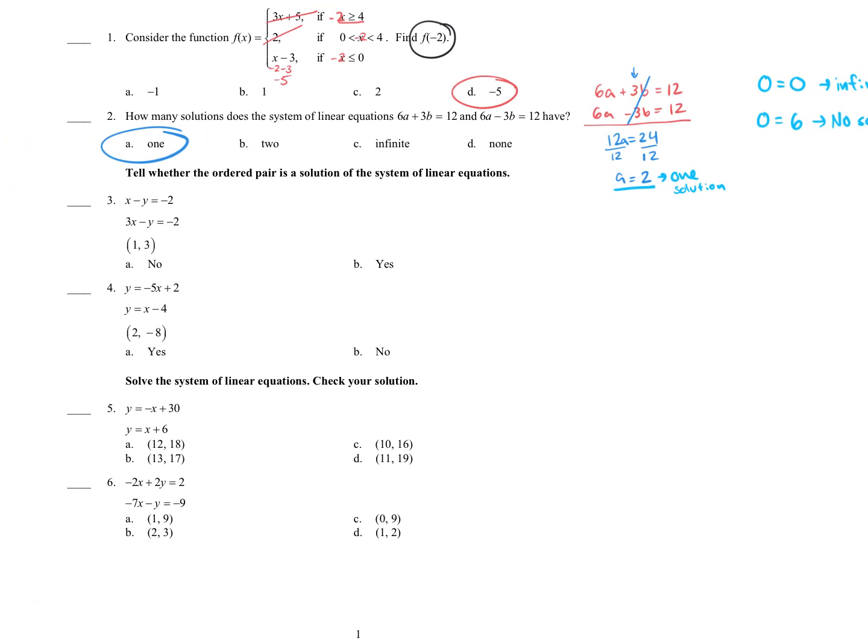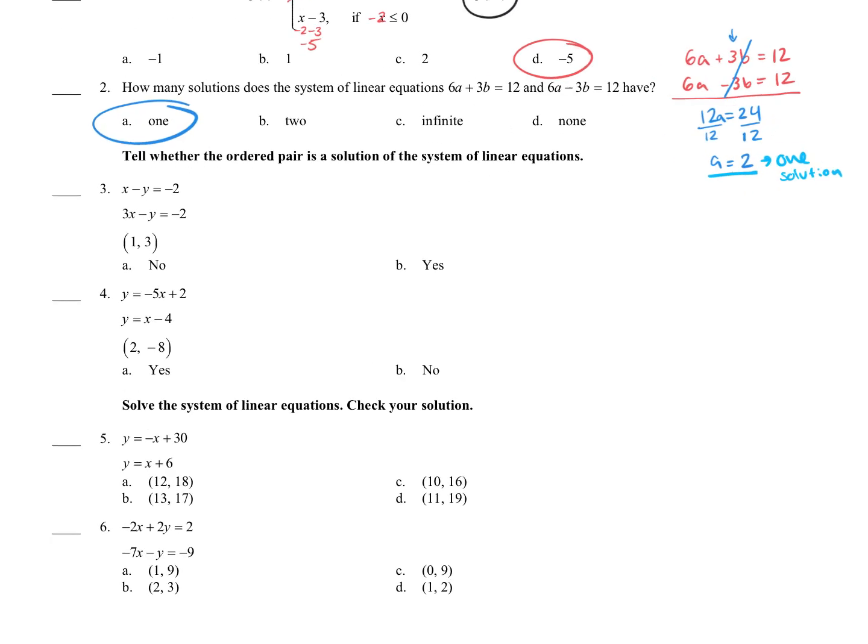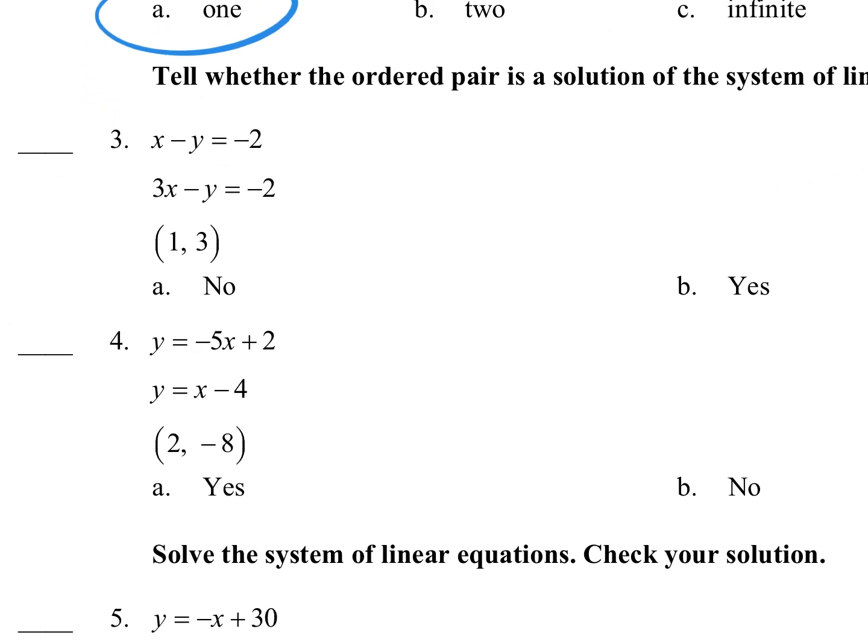For 3 and 4, to tell whether the ordered pair is a solution, we plug them in. So 1 is x, and 3, we plug into y. So we have 1 minus 3. Is that negative 2? Yep. Negative 2 equals negative 2.